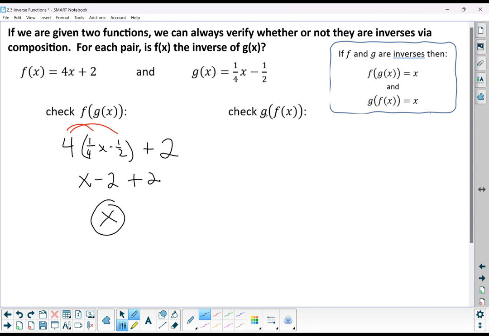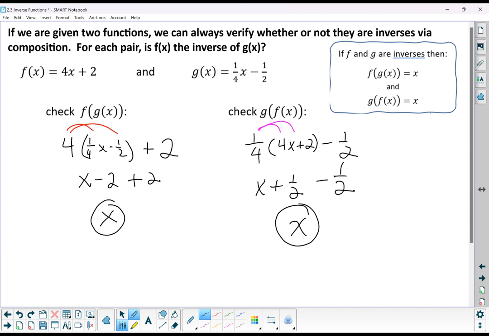We want to do the other composition, g of f of x. So in this case, I have function g, and the thing I'm subbing into function g is function f. Well, I'm going to distribute and simplify and see if I get x. So this would be 1/4 times 4 would just be x plus, and then 1/4 times 2 is 1/2. And then I also have this minus 1/2 over here at the end. And you can see that those do simplify and add up to give you x. So we can conclude that yes, f and g are inverses.